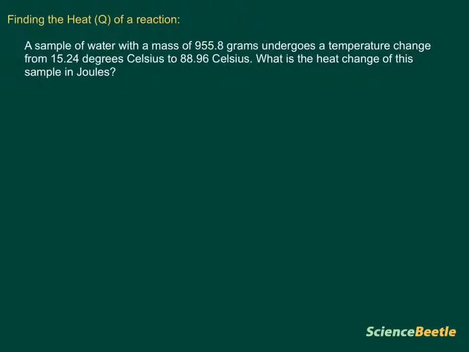Well, keep in mind what the overall equation is going to be. That equation is going to be the following. I'm going to go ahead and write this at the very top here. We're looking for Q being equal to the mass of the sample times the specific heat of the sample times the delta T, which is going to be the change in temperature. So that's the equation we're going to use.